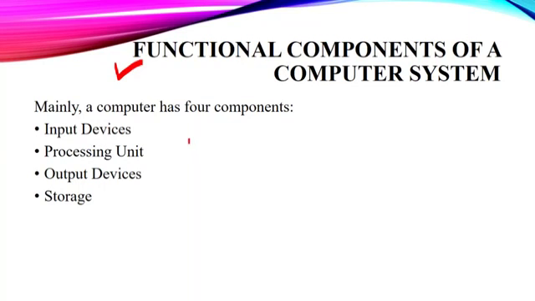Well, as we have discussed earlier, mainly we have four functional components in our computer system. These components are input devices, processing unit, output devices, and storage. As I have told you earlier, input devices are the devices through which we can input the data. The processing device is our CPU. Output devices are the devices through which we can get the output or see the final result. And then at last we have storage. This storage is responsible for storing all the data. That data can be temporary data, permanent data, results, or sometimes program files.